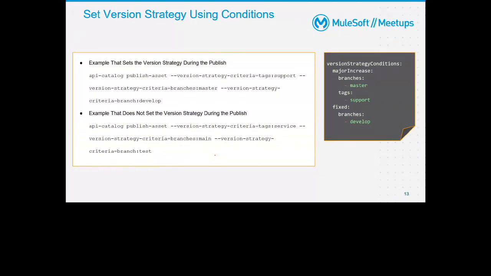Once that criteria, that condition matches, it will change your master branch and major version. It will increment the major version over there in the master branch. The second one is, since this condition is not matching, where branch is equal to main there, but I don't have any main branch in my version strategy condition, the second one won't version your asset.